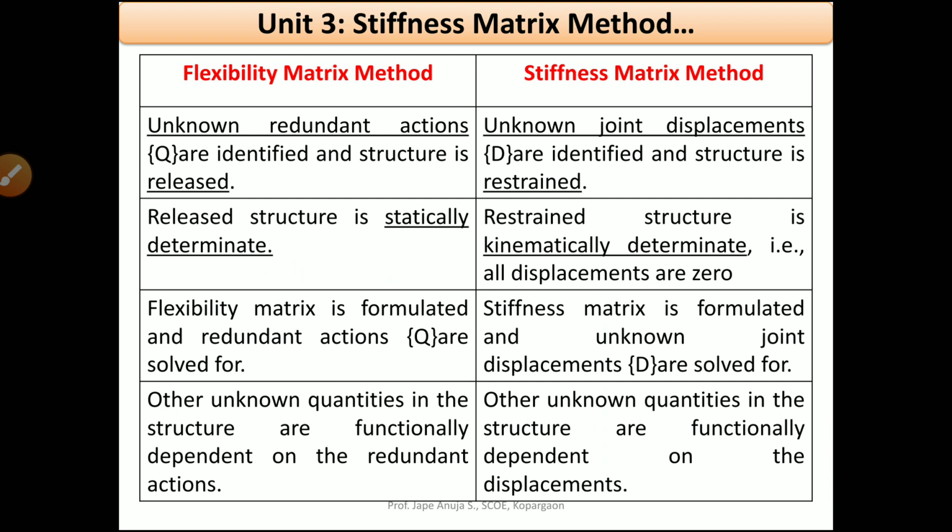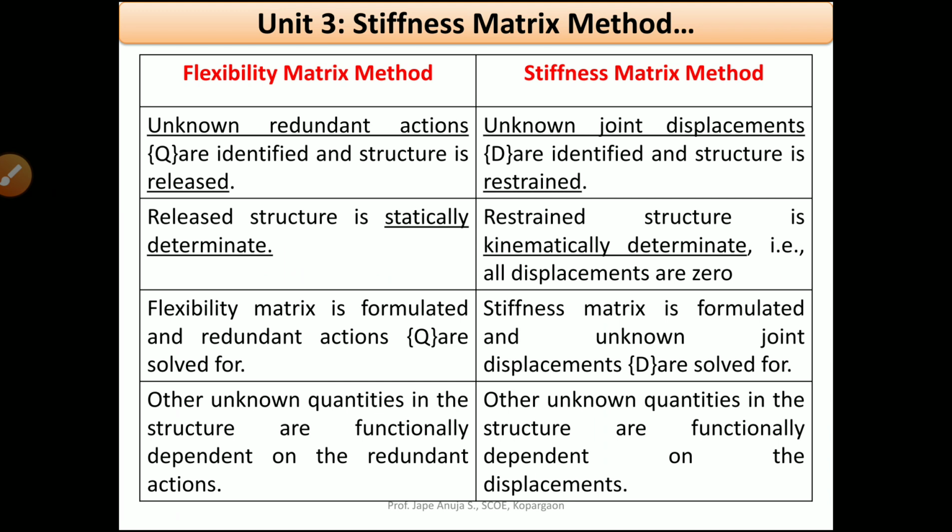For that restrained structure, we calculate its properties, form the compatibility equation, and write the stiffness matrices for the structure. We get the unknown joint displacements, and from those we can calculate the other quantities. Those quantities functionally depend upon the displacement in the stiffness matrix method, whereas in flexibility the unknown quantities depend upon the redundant actions. Now we'll see this stiffness matrix method for bar and truss structures in this unit 3. The analysis of beam, frame and grid will be covered in subsequent units 4, 5 and 6.